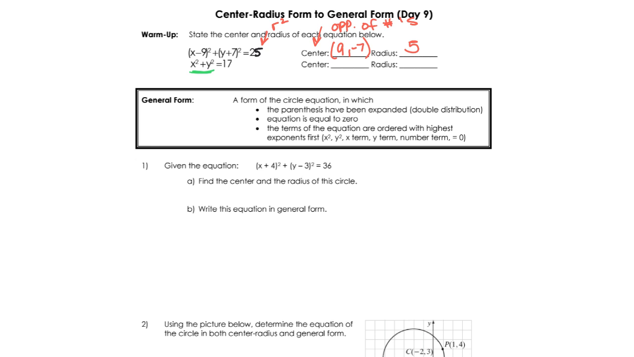In the second one, remember that when you don't see numbers grouped with the X or the Y with parentheses like the first one, that you take that as the center as being 0, 0. Okay. And again, this is your radius squared. And so when you square root, 17 is not perfect. And therefore, we're going to leave it as the square root of 17.